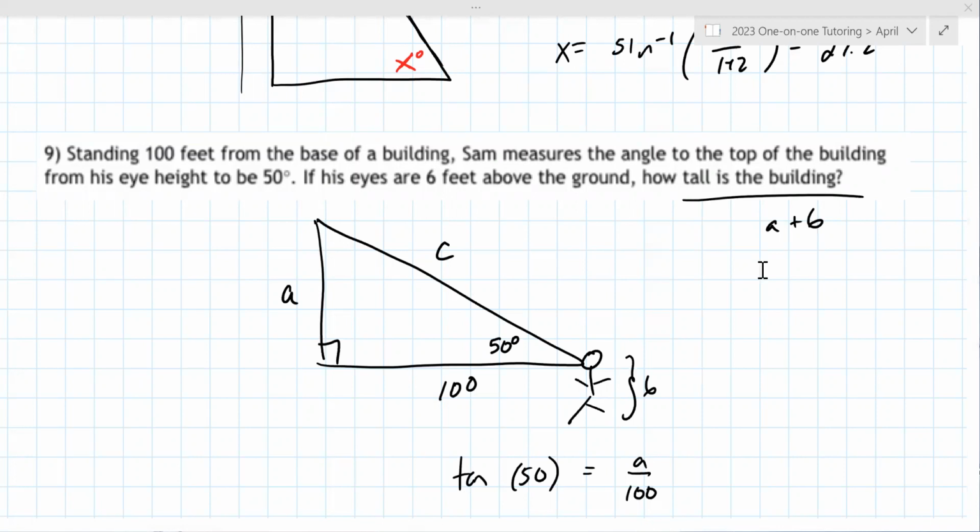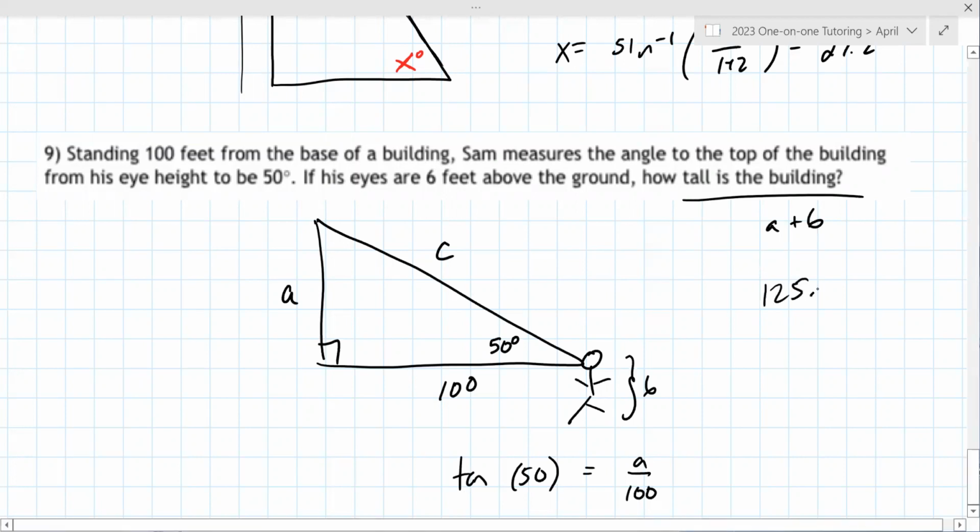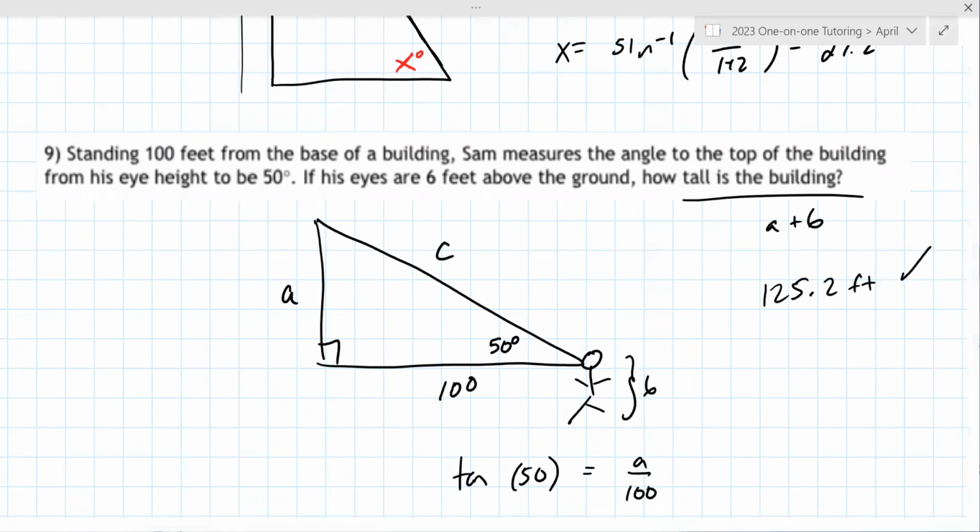Okay, yes. So is your total answer 125.2 feet? Mm-hmm. Yes, good. Right. Let's see here. Yeah, we should be able to get through all of these. So we'll get to number 10 next.